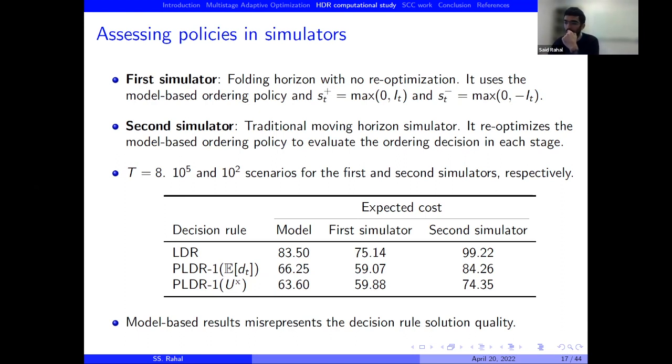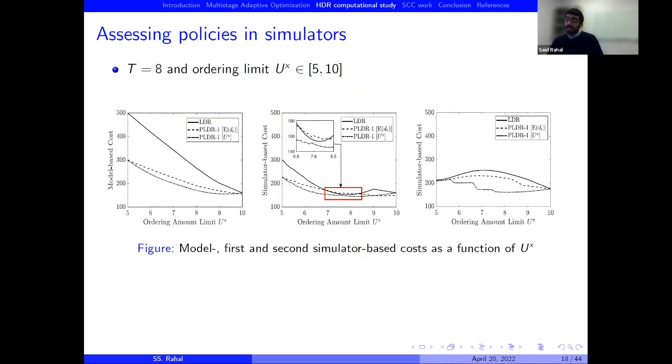This brings up the question: can that happen with respect to an LDR? Just out of curiosity, can an LDR, which has a lower approximation quality than a PLDR, outperform or beat the PLDR in a simulator? To investigate that, we solved the problem over a range of ordering amount limit, UX 5 to 1.